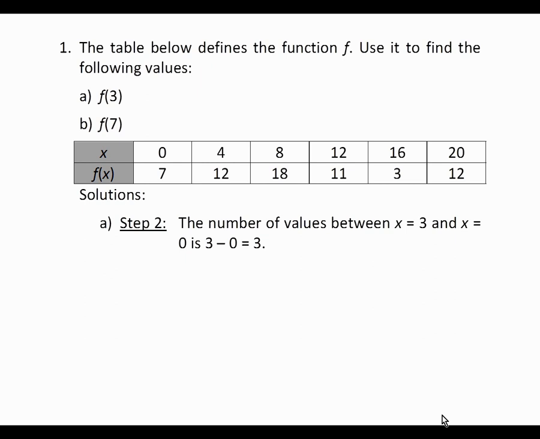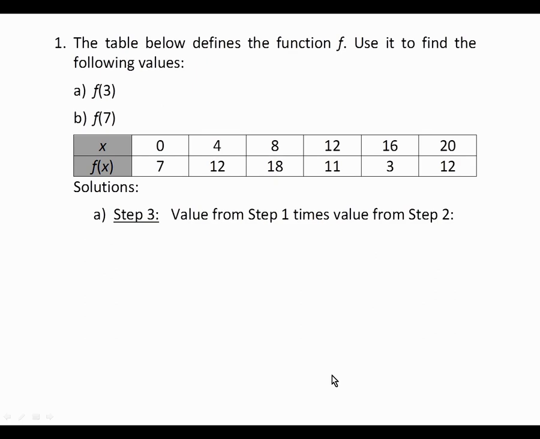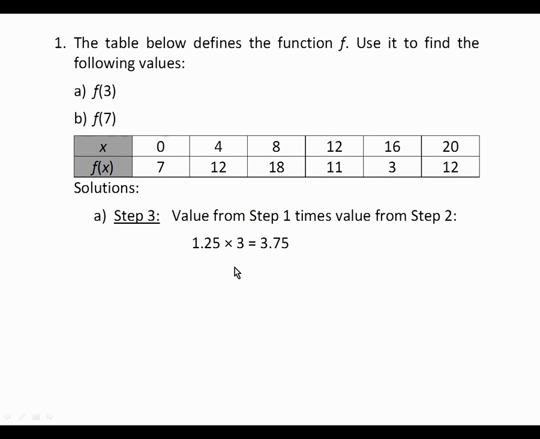Okay. So the functional value that's given to me minus the lower x value. So I got 3. That completes step 2. Step 3, value from step 1 times value from step 2. So I'm looking at 1.25 times 3, I get 3.75.